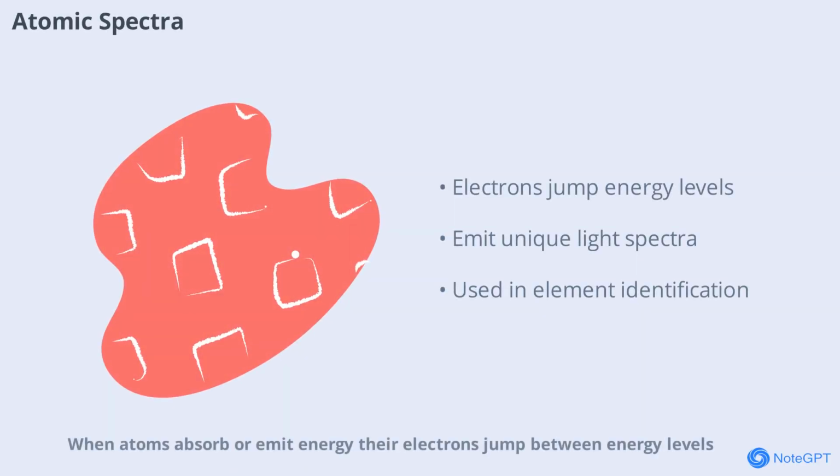When atoms absorb or emit energy, their electrons jump between energy levels, producing light of specific wavelengths. This creates atomic spectra, which are unique to each element. Scientists use these spectra to identify elements in distant stars and galaxies, as well as in laboratory analysis. Atomic spectra are like fingerprints for elements, revealing their presence even across the universe.